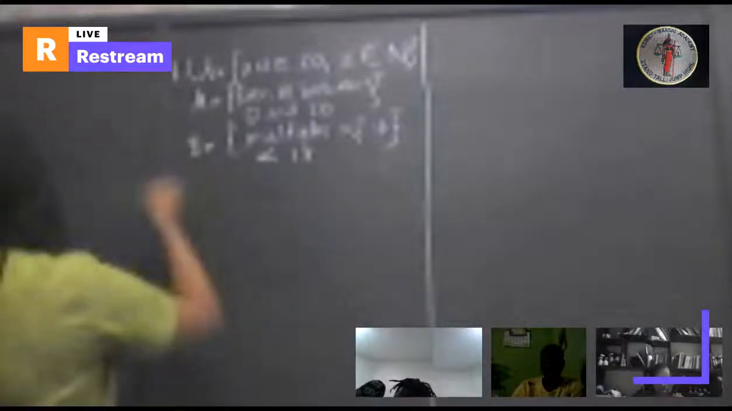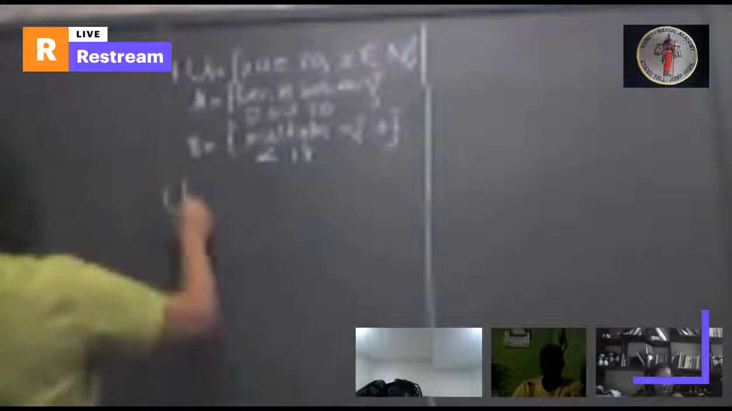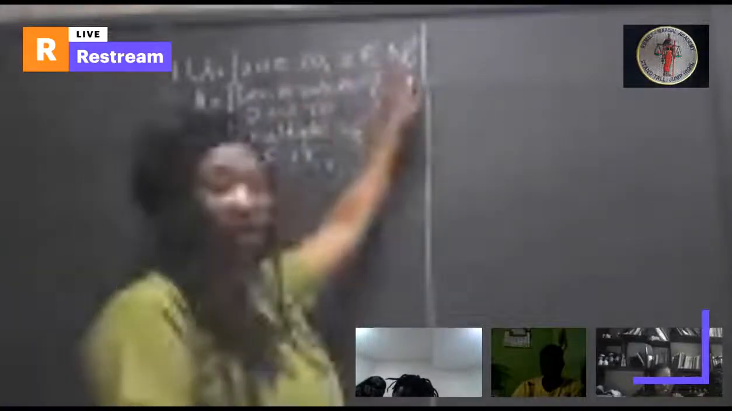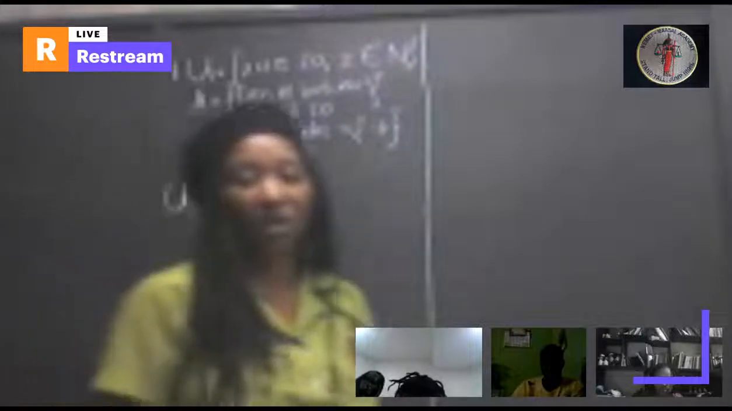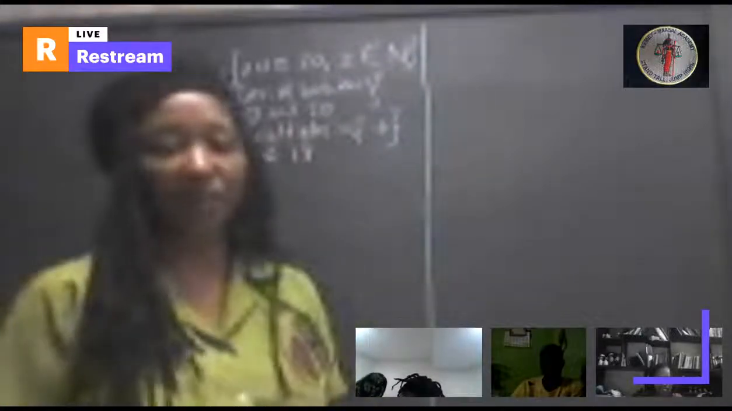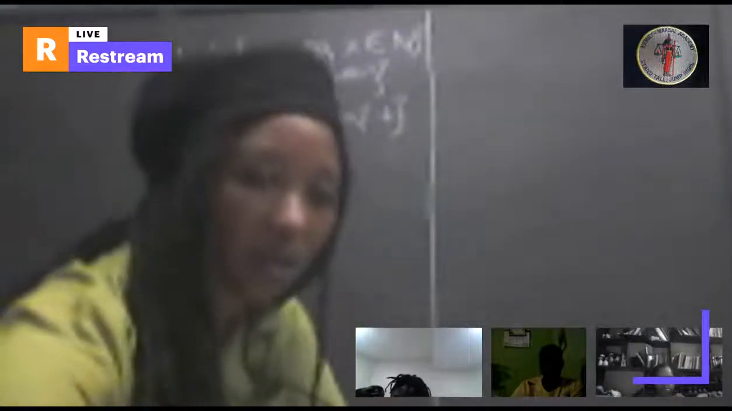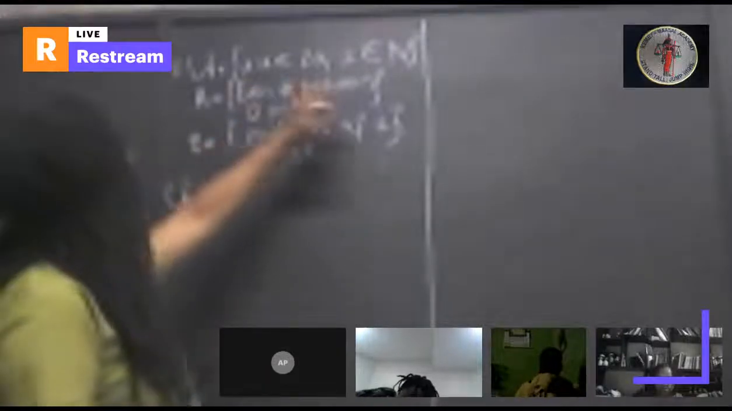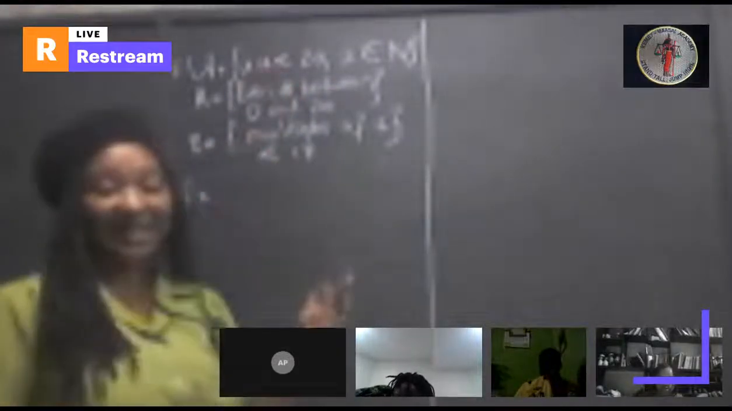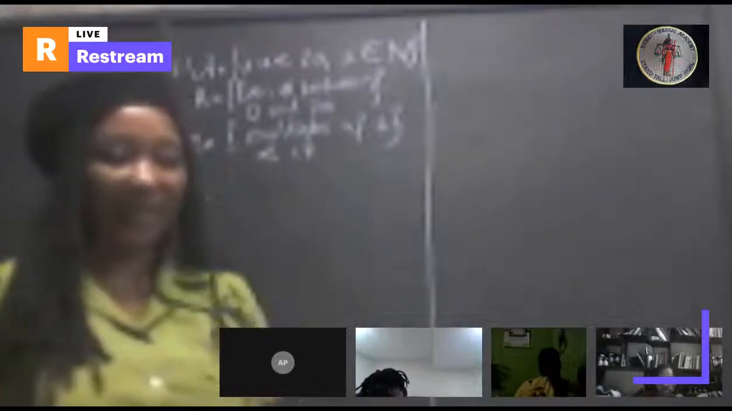So the universal set, natural numbers or counting numbers. So what number do we start with if it's counting numbers? Miss, 1. Counting numbers start at 1 and go up to infinity. But there's a limit here. It's the natural numbers that are less than or equal to 20.